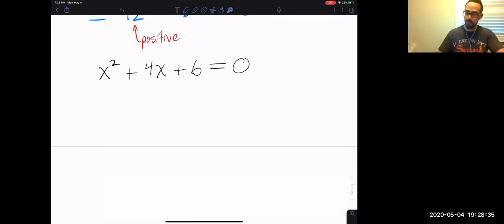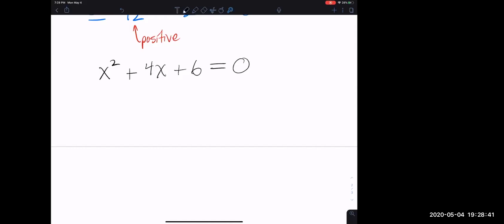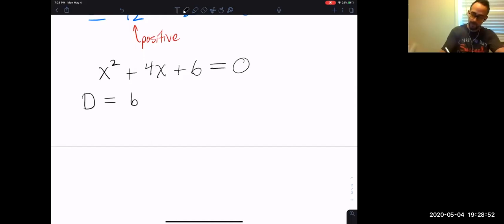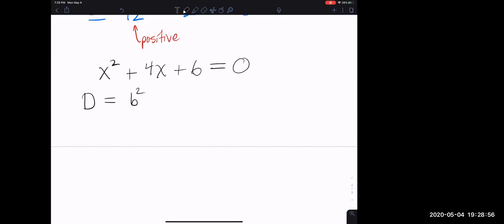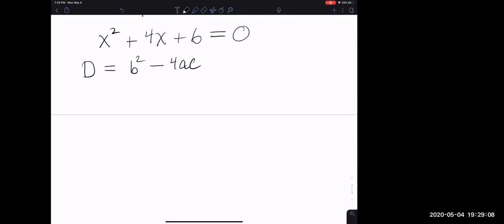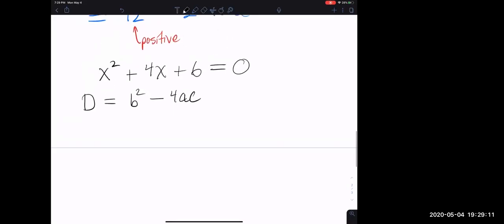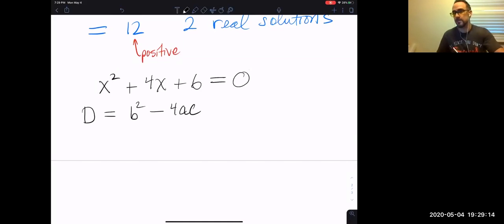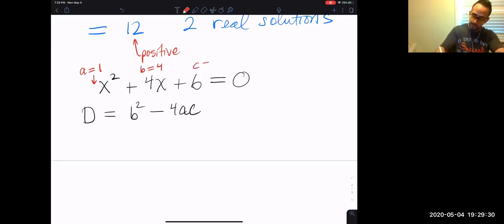Estamos haciendo el mismo problema de los otros. Okay, D, ¿de? Es B. Wait, no, not B. X2, right? No. B cuadrado. Oh, B cuadrado menos 4AC. Okay. Y luego, ¿would the X count? ¿El X cuenta como la B o no? No. Los X son variables. Solamente queremos los números. Si A está 1, B está 4 y C está 6.